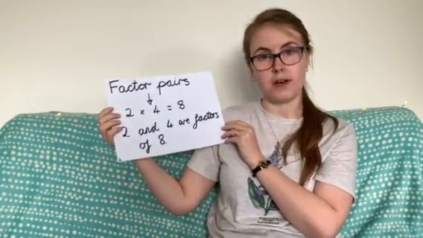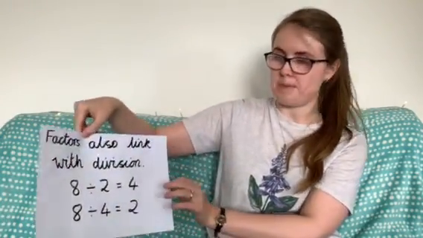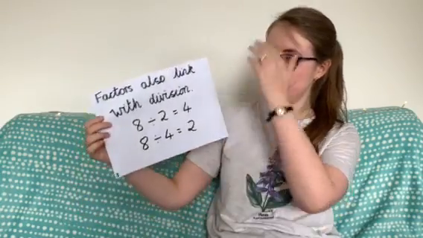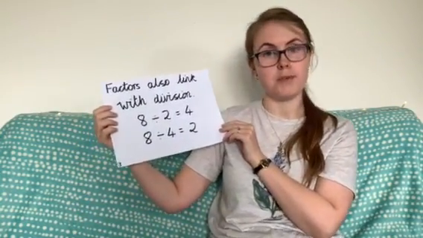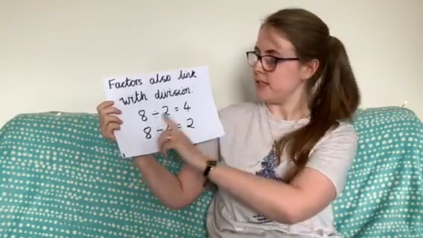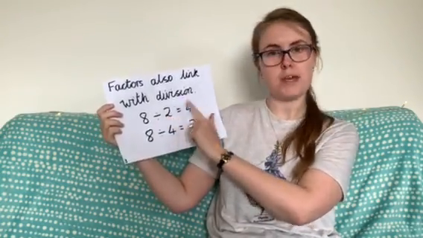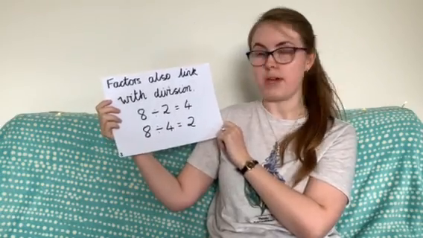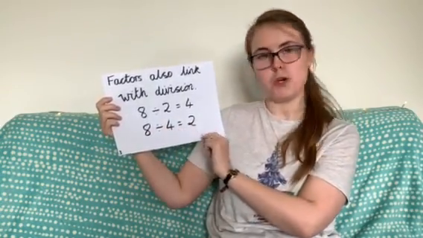Now we can also use factors to think about division. So we're sticking with our 2 and 4 as our factor pair of 8, and I've written 2 possible division number sentences that we could write with this factor pair. Now I've written 8 divided by 2 equals 4, but if we switch the factor pair around, we also get 8 divided by 4 equals 2.